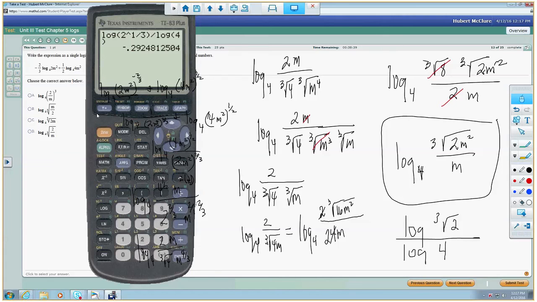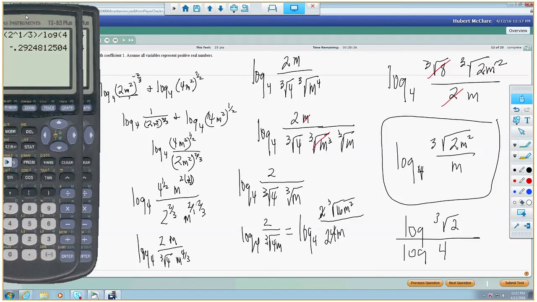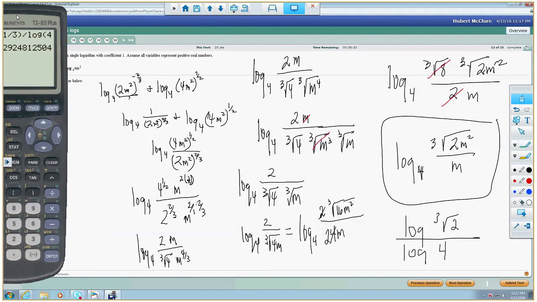I bet you I know what they did. Right here, they factored out a negative 2/3. So we just multiply it by 6. No, they pulled out a negative 2/3 here. I bet you $1 that's what they did. Let me erase this.